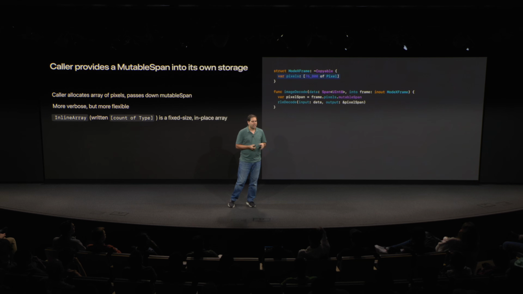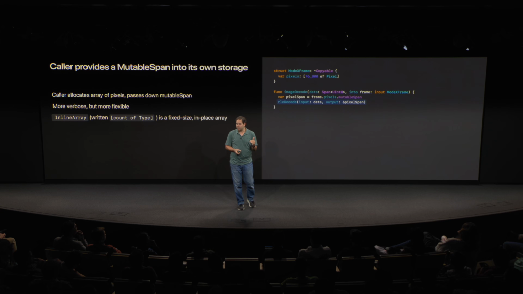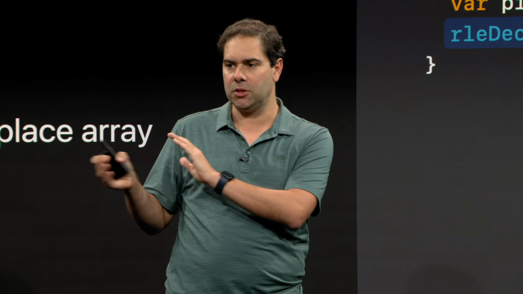Here's an example. This structure here is representing a 320 by 240 frame buffer of pixels. It's represented as an inline array to avoid heap memory allocation. The image decode operation takes a mutable reference to the frame buffer it was given, again using in-out. It then gets a mutable span into those pixels and passes that down to RLE decode. See what's happening here. The decode is going directly into the frame. No extra copies, no memory allocation.